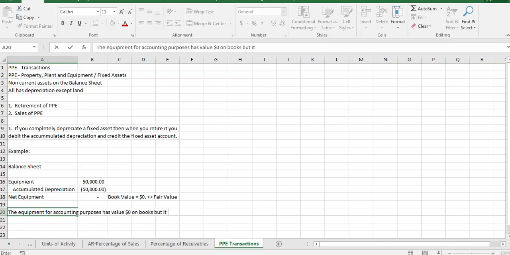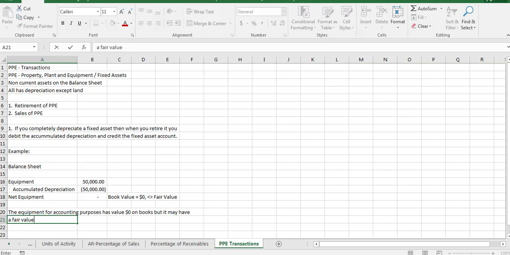This is for allocation of the cost over an extended period of time, but the equipment could have some value, or its fair value could be way more than just the book value. Keep that in mind, because this is very important when you are valuing your equipment and expected cash flow in the future. But anyway, that's something else for another course.